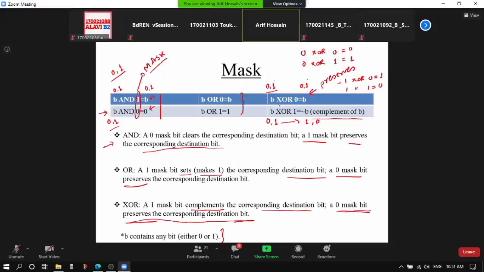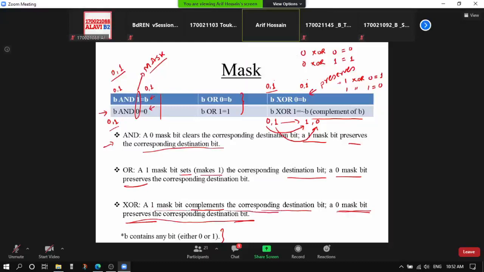Now come to the next one. B can be 0 or 1. So first of all, let B be 0. So 0 XOR 1 is how much? 0 XOR 1 is 1. So if you provide 0, you are getting 1. Now B can also be 1. So 1 XOR 1 is 0. So if you provide 0 with a mask of 1 with XOR operation, you get 1. And if you provide 1, you get 0. So that's why it says a 1 mask bit complements the corresponding destination bit.